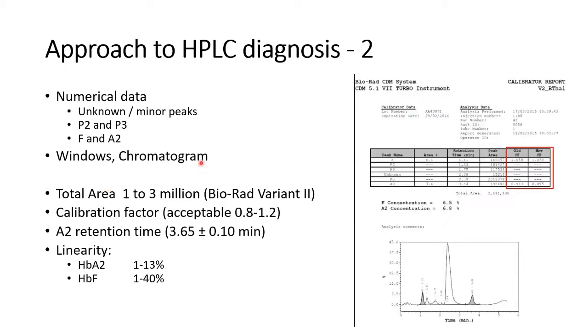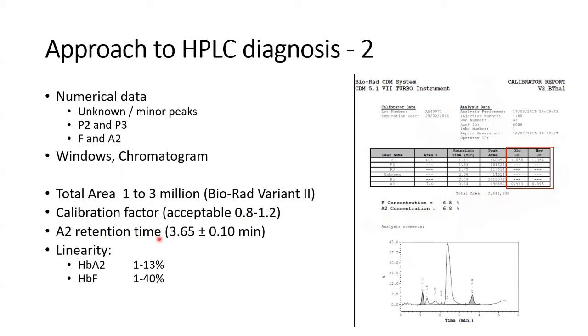So the total area should be 1 to 3 million. This is the particular total area, this is the variant 2 or calibrator output. And you can see that the total area here is between 1 to 3 million. So this is acceptable for interpretation. And when you're running a calibrator, you should check whether the calibration factor is between 0.8 to 1.2. You can see that here the calibration has passed.